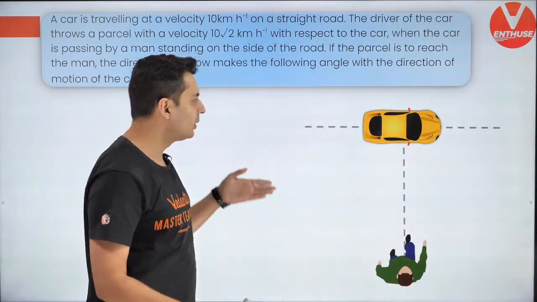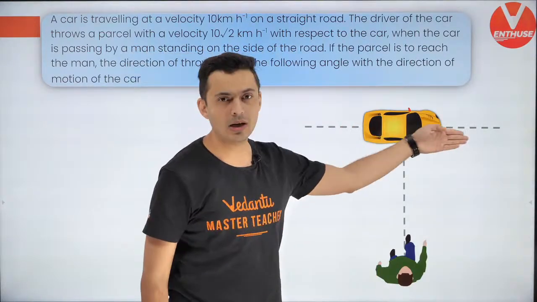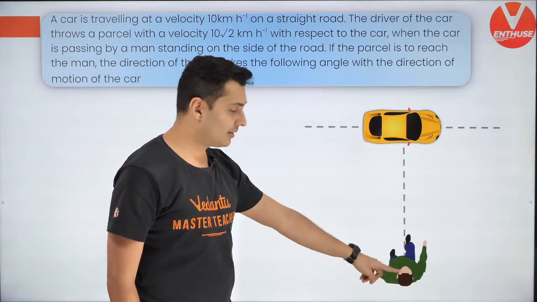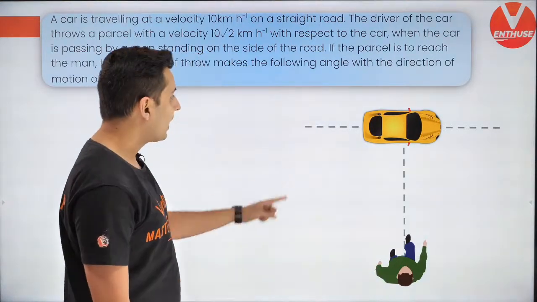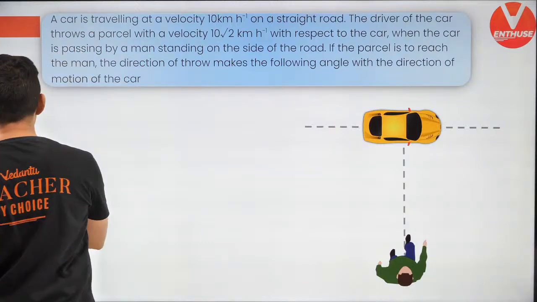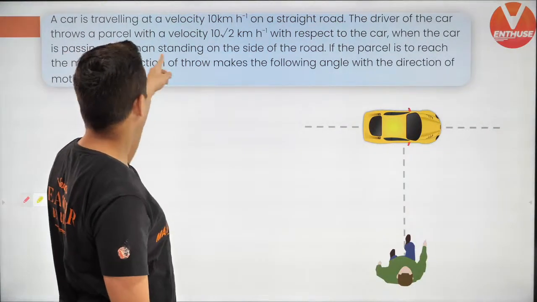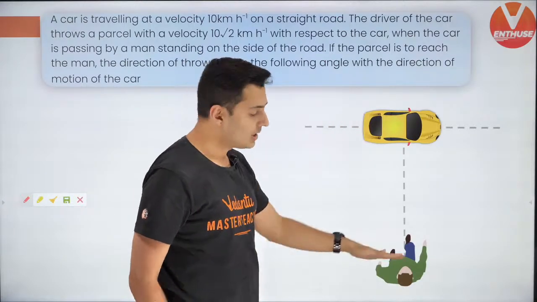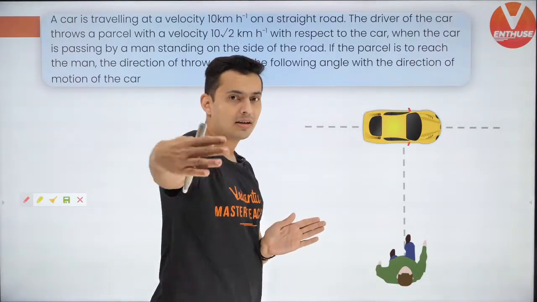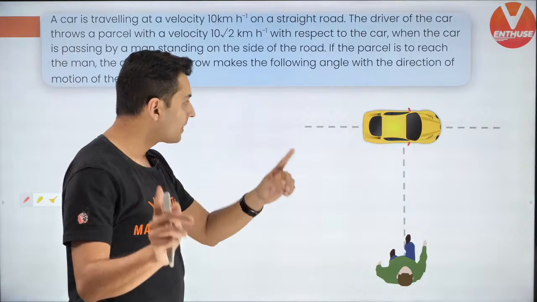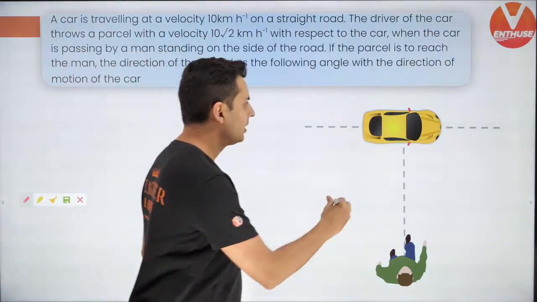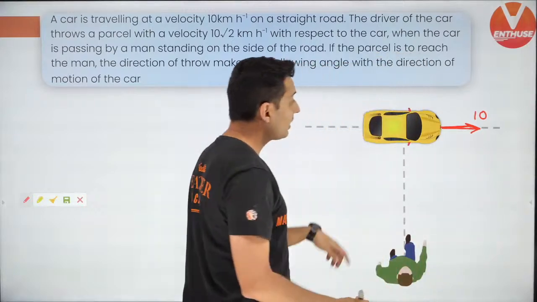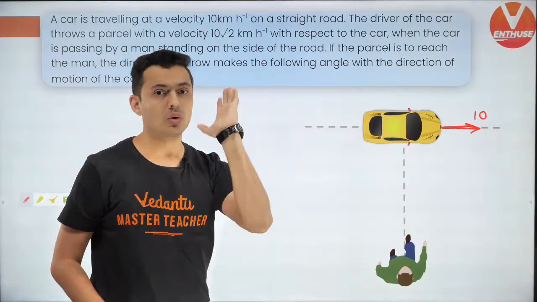From the top view, just imagine this cool looking yellow color car moving towards your right side, and just beside the road there is this Pandu standing over here. And remember, it is clearly mentioned in the problem that the man is standing on the side of the road. When the car just happens to pass by, the person just happens to be beside that road. So it is perpendicular. Now think about it. The velocity of the car is given to be 10, but with respect to the car, he has to throw the parcel.